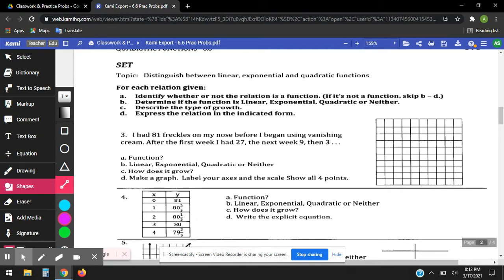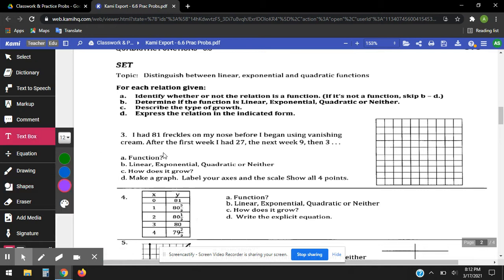So this one is saying I had 81 freckles on my nose before I began using vanishing cream. After the first week, I had 27, the next week, 9, and 3. So is this a function? I believe so. It's like there's only one value for each one I'm doing.